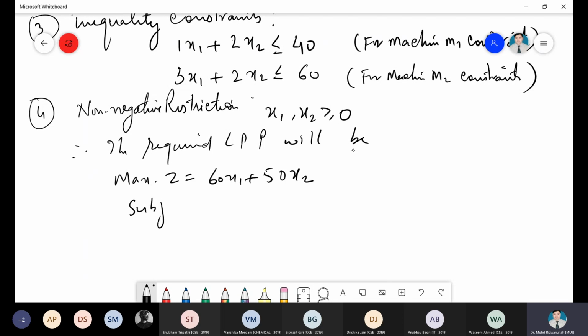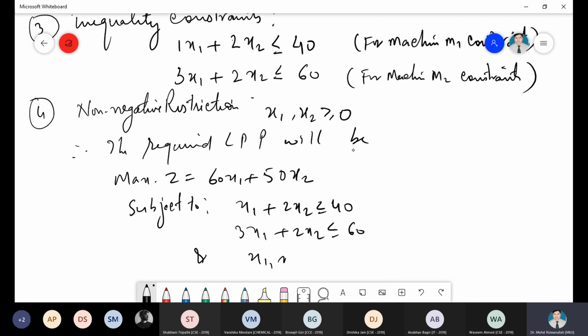Then you come to the subject to. So these are your inequality constraints: x1 plus 2x2 less than or equal to 40, then 3x1 plus 2x2 less than or equal to 60. And the non-negative restrictions will be x1 and x2 greater than or equal to 0. So this is the formulation of the above problem as LPP.